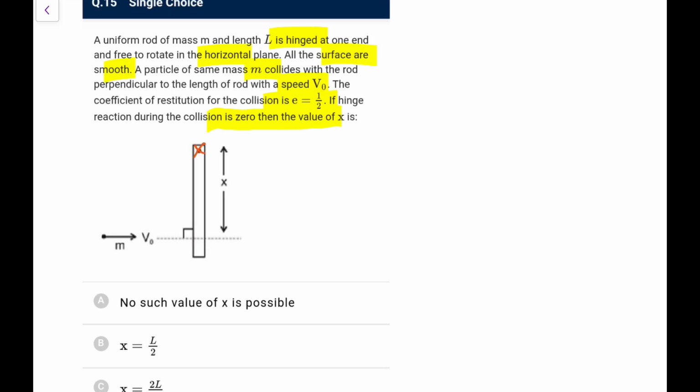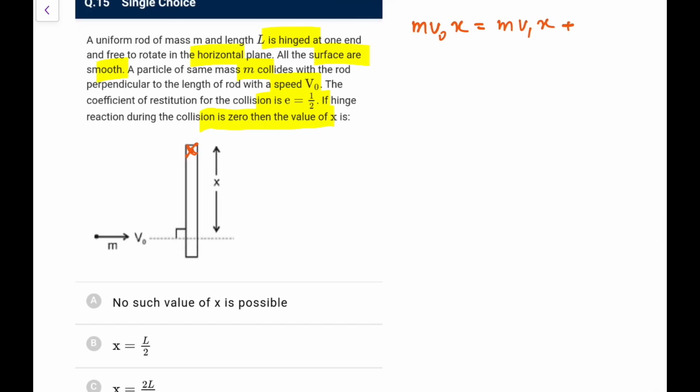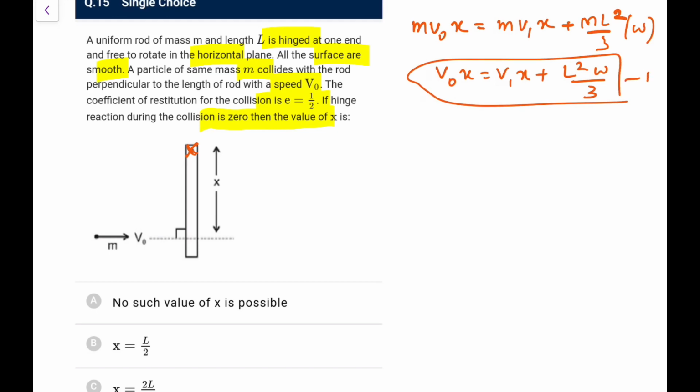First of all, applying angular momentum conservation about this hinge, because no external torque acts about it. What I can say, m v0 x would be equal to m v1 x, that's the final velocity, plus I omega. I would be m L square by 3 into omega. This is the first equation. So v0 x is v1 x plus L square omega by 3.